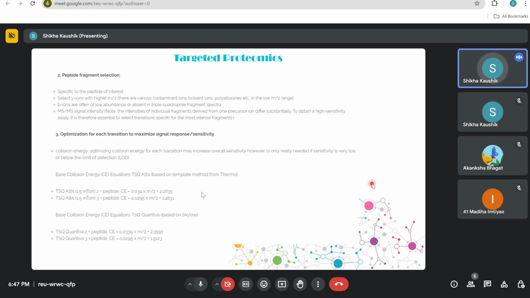Then you have peptide fragment selection. You have a fragment that is specific to your peptide of interest. Select Y ions with higher mass to charge ratio. There are various contaminant ions and solvent ions which have low mass to charge ratio. So you have to make sure to take a bigger fragment of the peptide, and depending upon high mass to charge ratio you will also get more resolution rather than taking a low mass to charge ratio. Then B ions are often of low abundance or absent in the triple quadrupole fragment spectra.